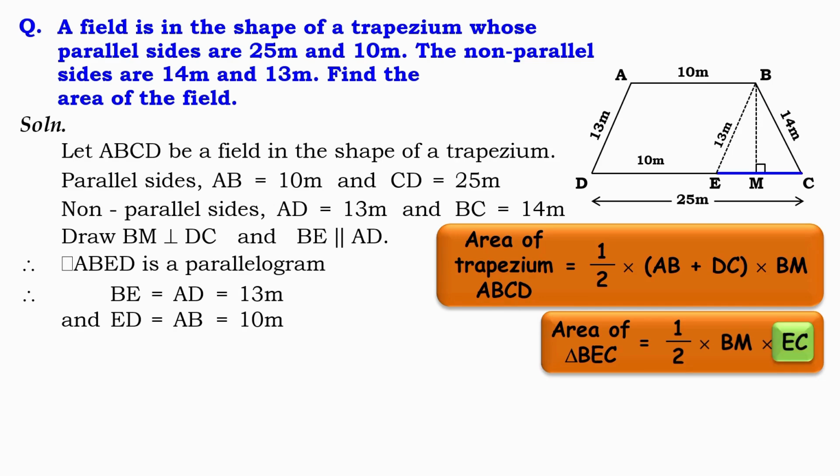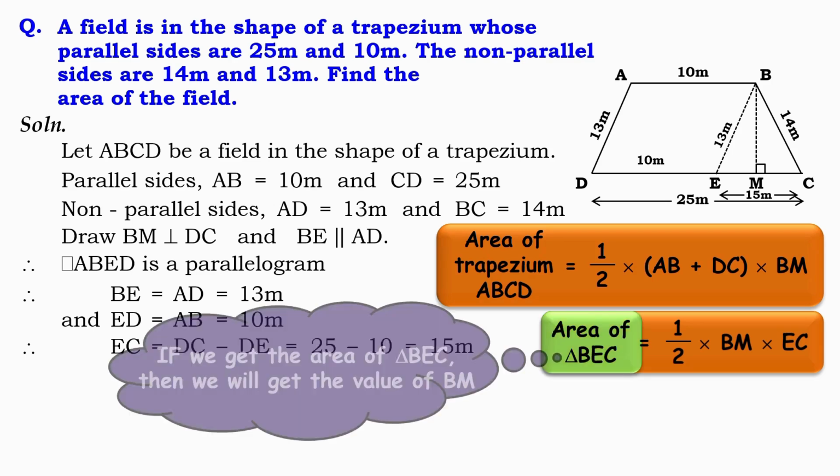Now here, what is AC? EC, not AC. What is the value of EC? EC is basically DC minus DE. So DE you know and DC also we know. So that means 25 minus 10, that is equal to 15 meter. So we know the base.